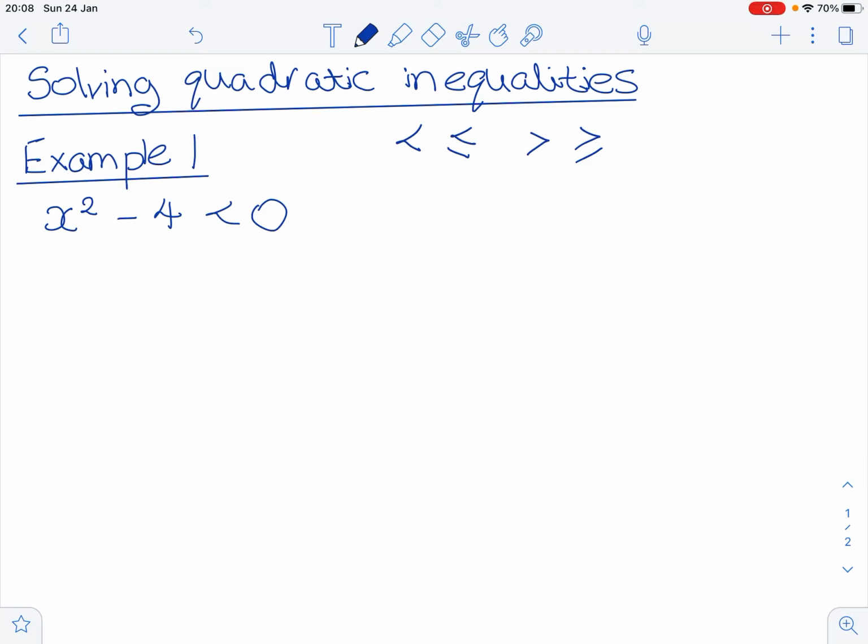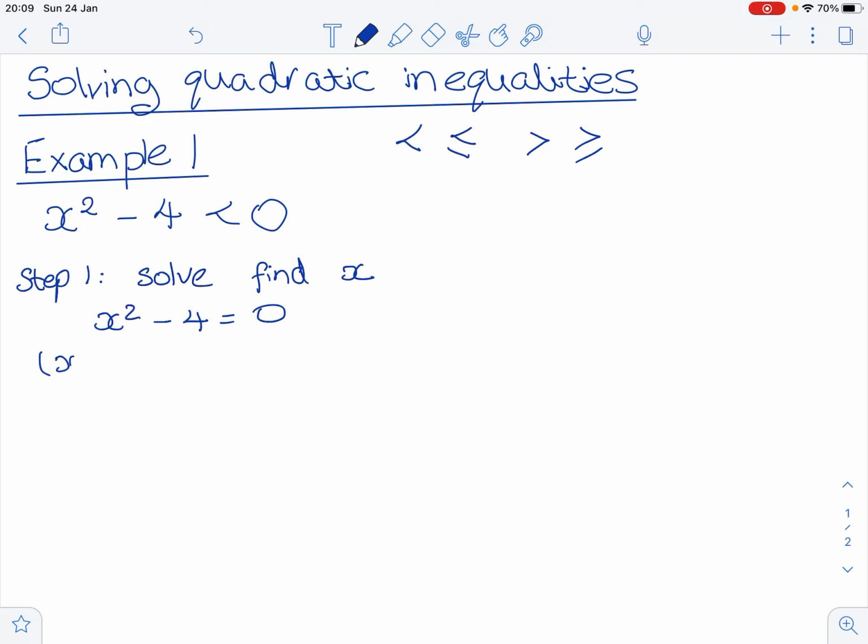But how to sketch a graph? We need to have the key points. So this is our step 1. We're going to solve to find x. We're going to make this equation an equality. So we're going to have x squared minus 4 equals 0.